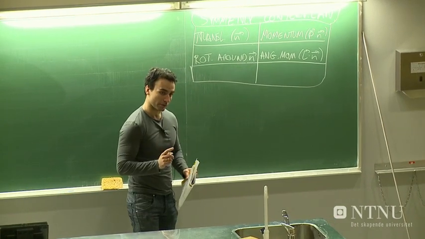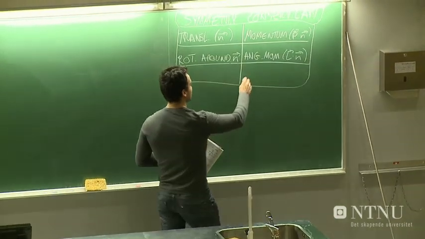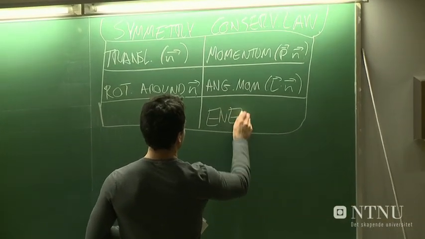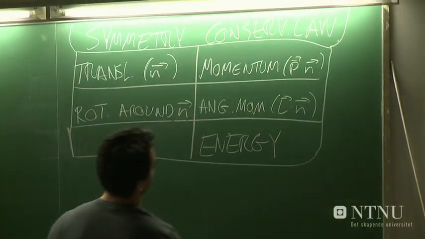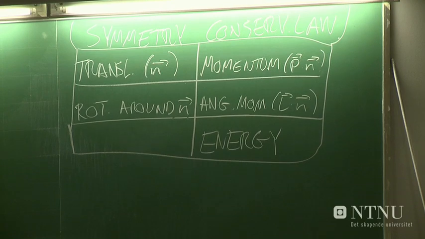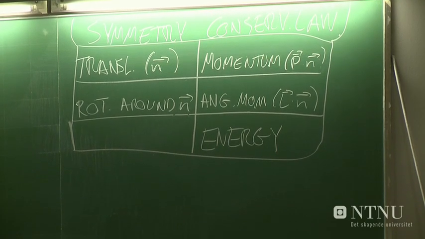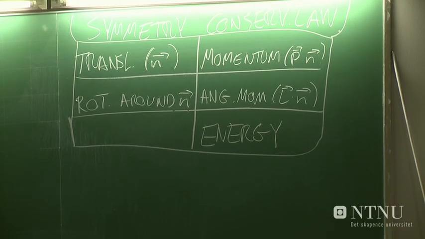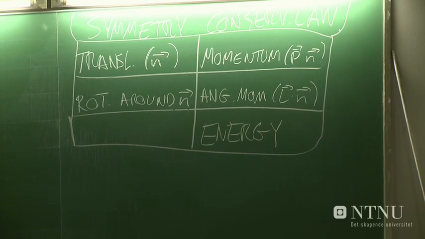Now, there's one more very important example, in which case the energy is conserved. So the question is, what is the belonging symmetry that the system has to have in order for energy to be conserved? And that's what we'll start with today.